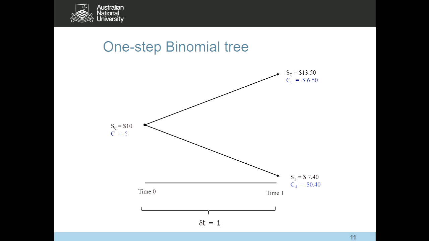Now, if the share price goes down to $7.40, shall we exercise this call option? Yes, because $7.40 is still higher than the strike price of 7. If we exercise this call option, that would make a payoff of 40 cents. So I write the payoff of the call option if the share price increases, that's $6.50. If the share price goes down, the payoff on this call option is 40 cents. All right, so that's going to be our simple model.